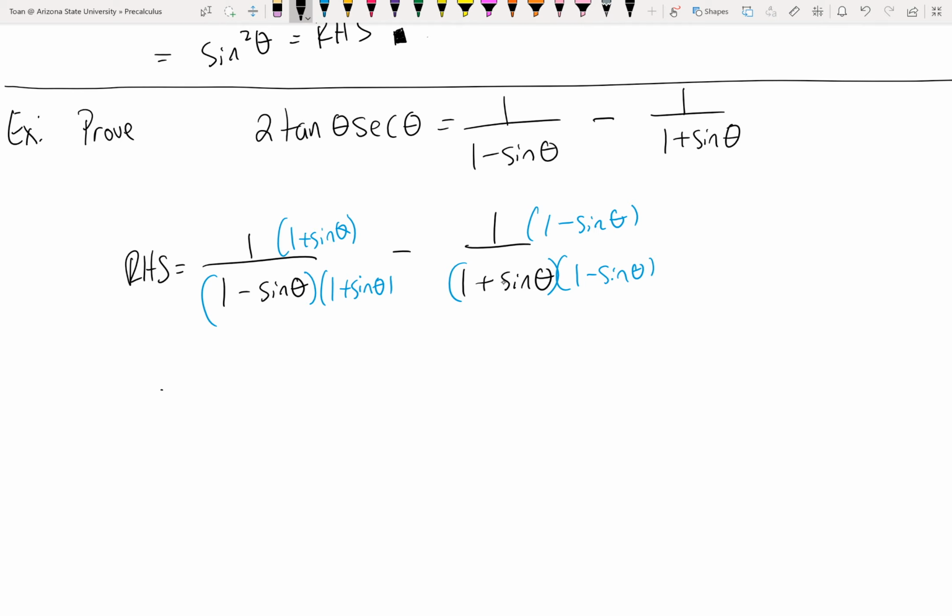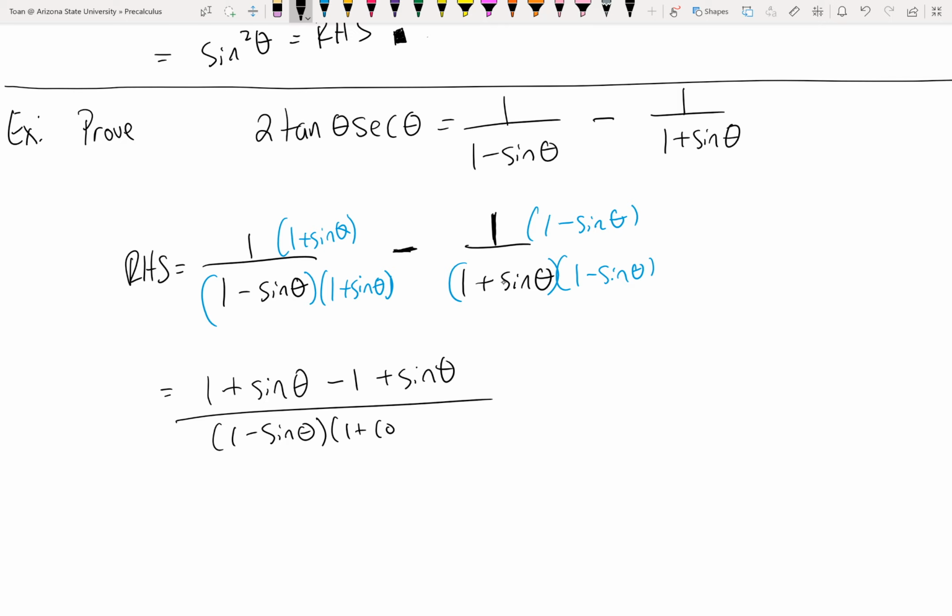And as I said yesterday, I typically don't multiply out the LCD unless I need to. So let's just leave it in factored form for now. Sometimes it works, sometimes it doesn't. So distributing the numerators, we have 1 plus sine theta. Be careful with subtractions. Anytime you subtract a fraction, you have to distribute that negative. So think of this as distributing a negative 1. So if you distribute a negative 1, it becomes a minus 1 plus sine theta over 1 minus sine theta, 1 plus sine theta.